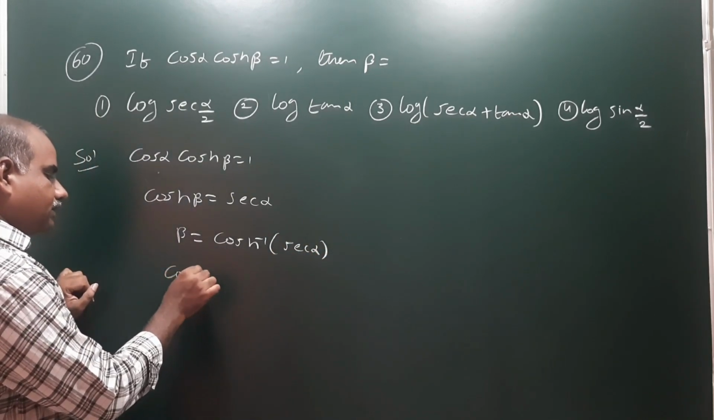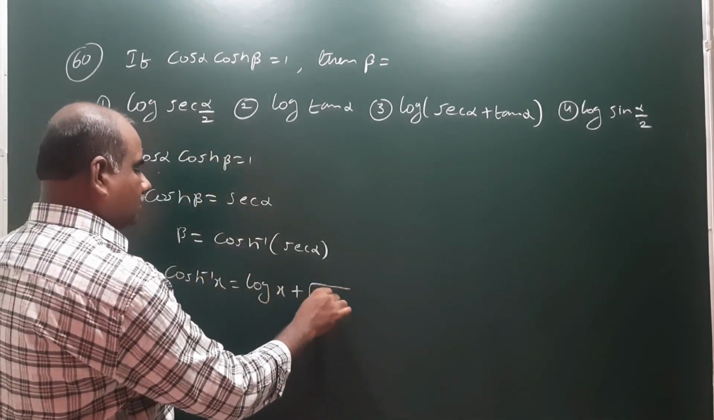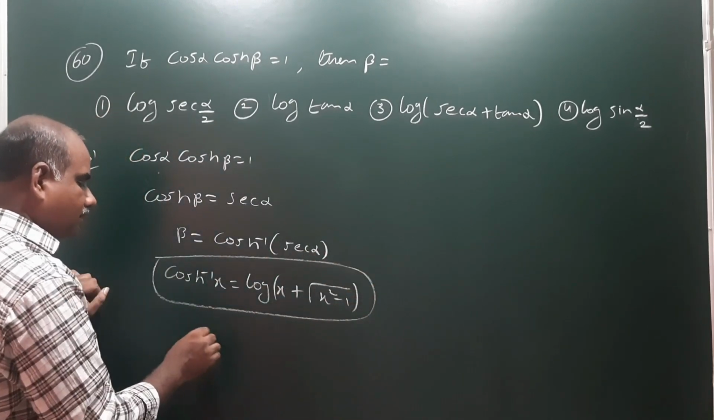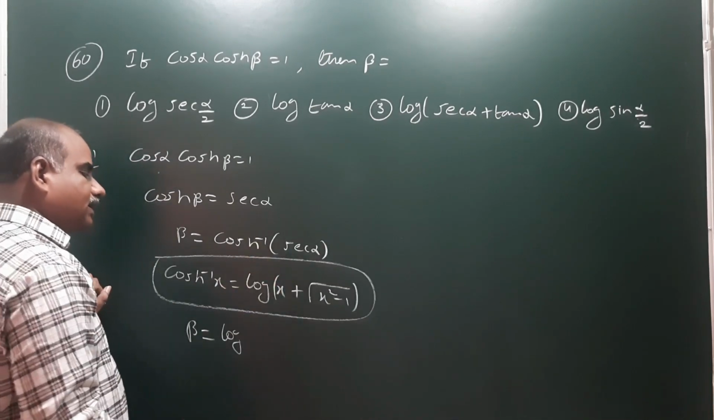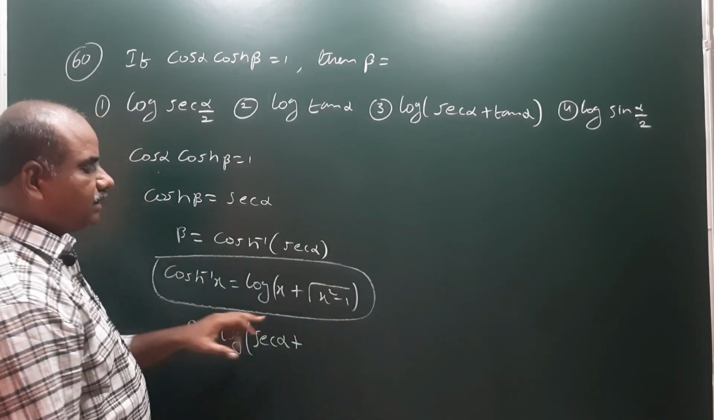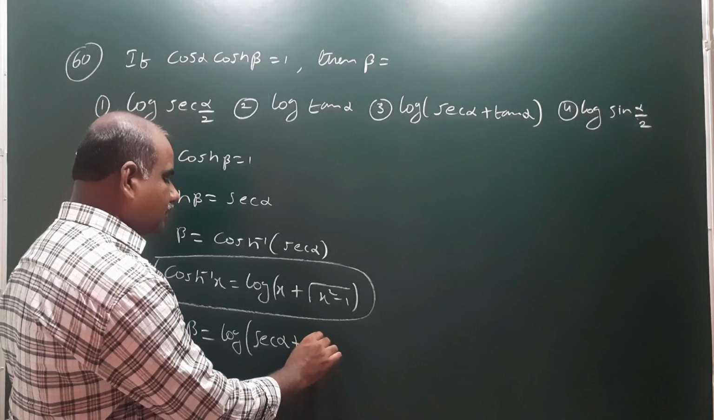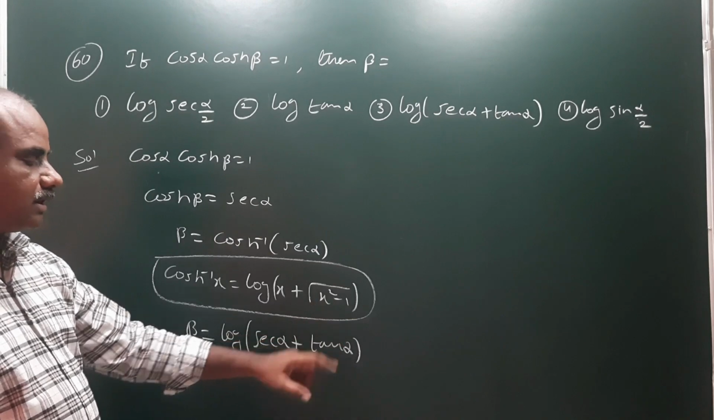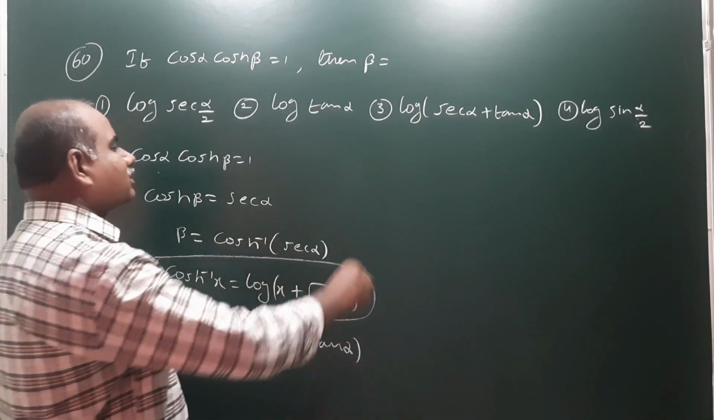And we know that cos h inverse x is equal to log x plus root of x square minus 1, the formula for cos h inverse x. Therefore, beta is equal to cos h inverse secant alpha, that is log x, meaning secant alpha, plus root of x square minus 1, that means secant square minus 1 under root. Root of secant square minus 1 is nothing but tan alpha. Therefore, beta is equal to log secant alpha plus tan alpha. Therefore, option 3 is the right answer.